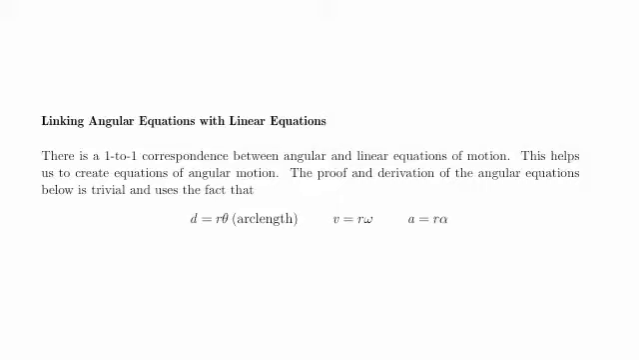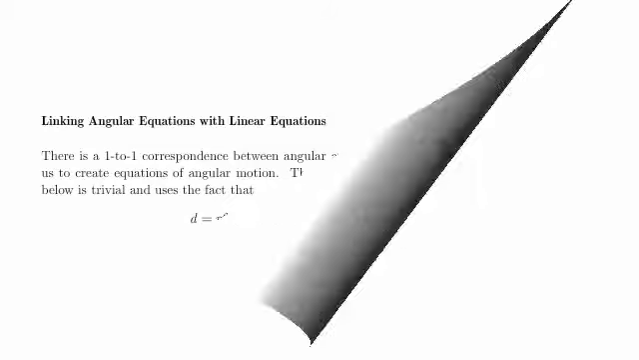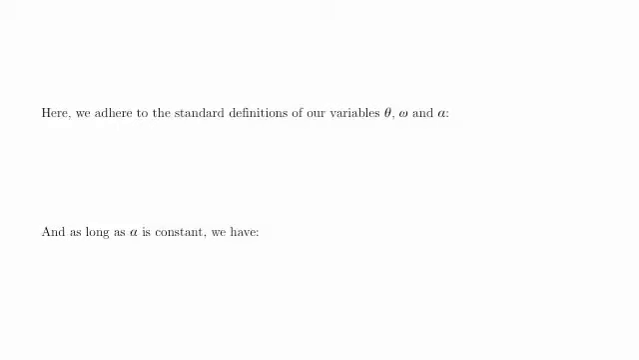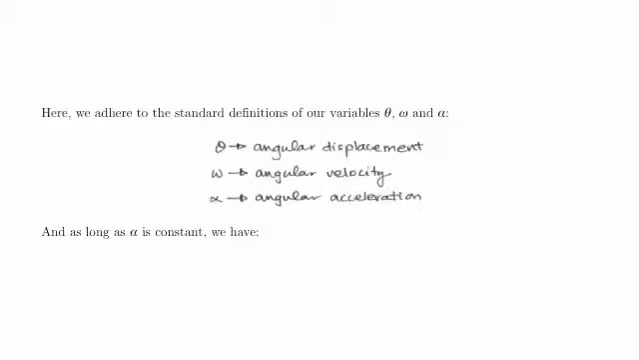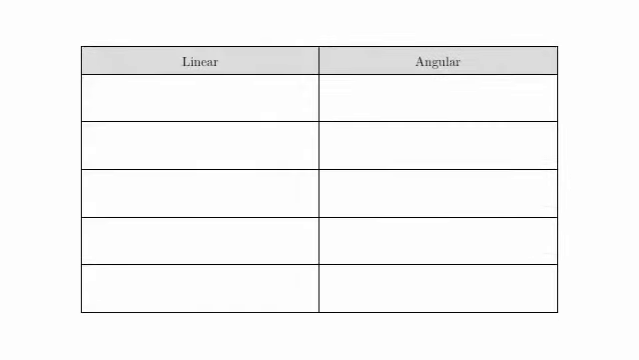And so it's a one-to-one correspondence between angular and linear equations of motion. So everything is just different by a factor of r. And what ends up happening is, if we were to go and derive all of our new equations of motion, keeping with our standard definitions that theta is equal to angular displacement, omega is equal to angular velocity, and alpha is equal to angular acceleration, we have this great correspondence, which you'll see here.